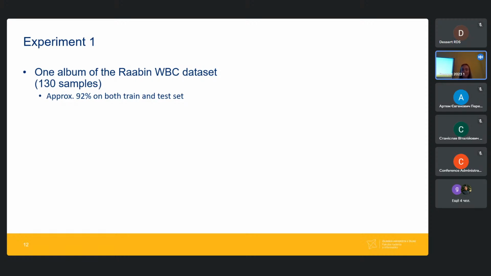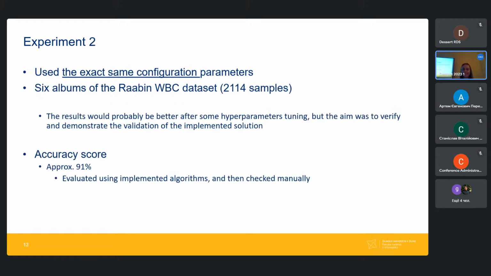The graphs would really support this, but I'm doing my best. I don't know why they are not in the presentation. Okay, the other experiment, as I mentioned, was to support the solution, and I think the wrong presentation was uploaded, probably, but never mind.